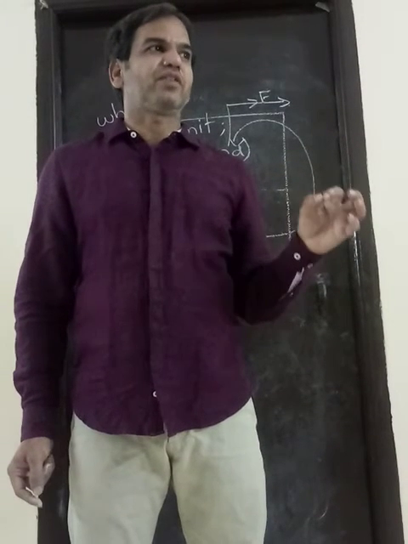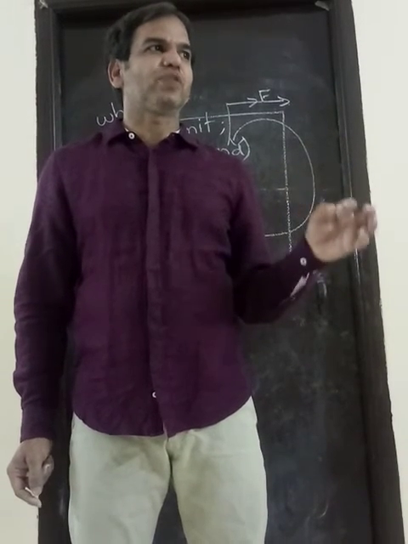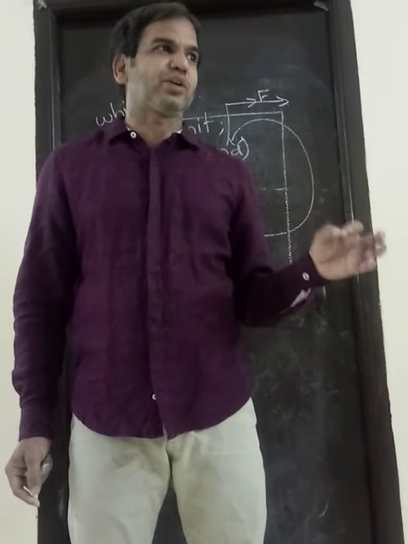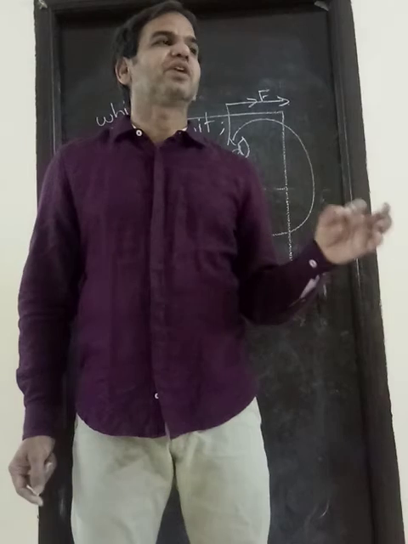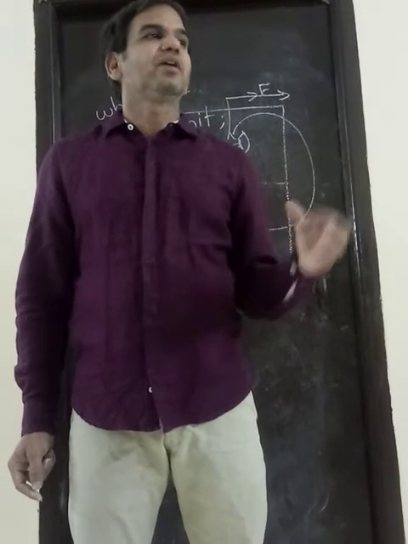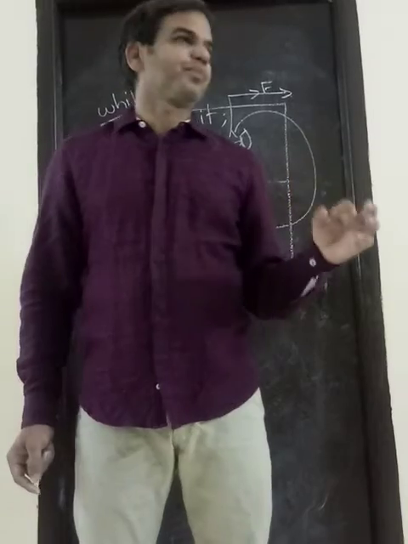Factorial means 5 into 4 into 3 into 2 into 1. 5 into 4, 20. 20 into 3, 60. 60 into 2, 120. 120 into 1, 120. If you enter the n value 5, the program will display the value 120. Okay? We'll see.